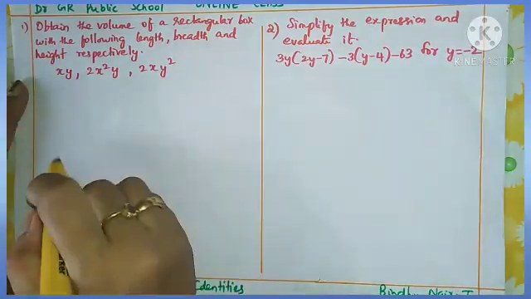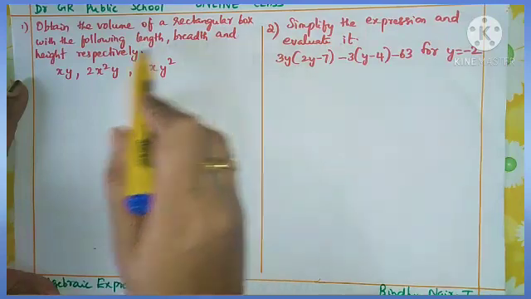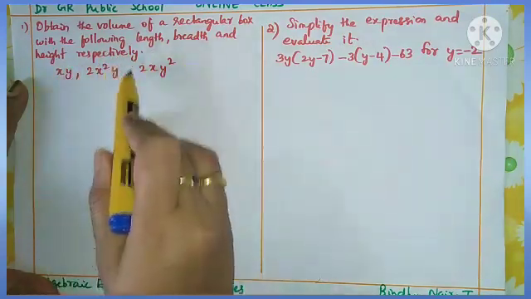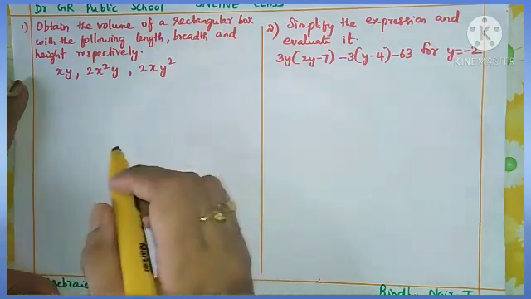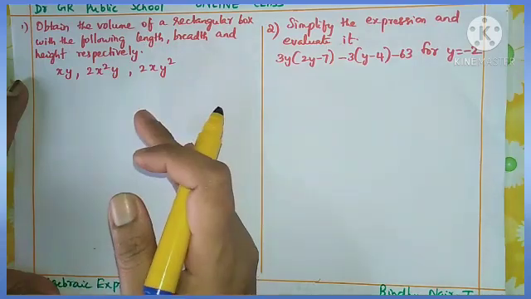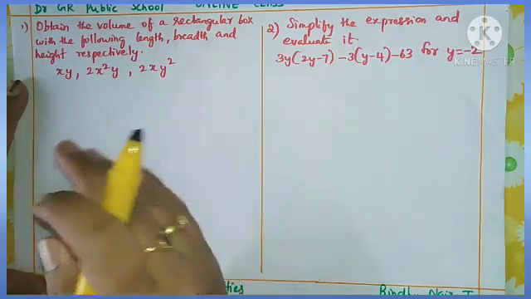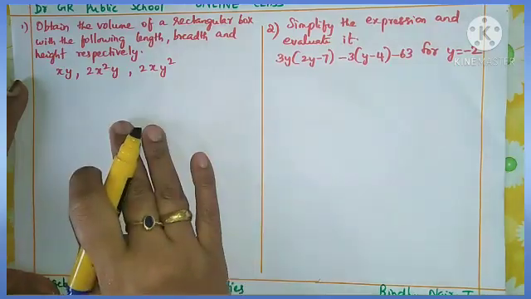See the question, all of you. Obtain the volume of a rectangular box with the following length, breadth and height respectively. So this is also from your exercise problems, which I have selected. If you did this also, just listen to me once more. Others can complete by copying these examples today.